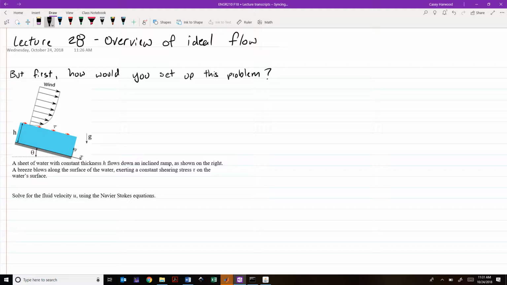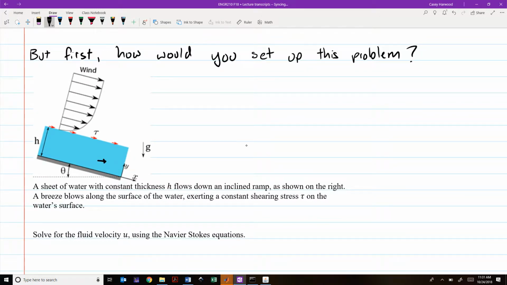and this is very similar to one of the example problems that I uploaded to Icon. The one difference being that we've also got a breeze that blows parallel to the surface of the water, and exerts a shearing stress on the surface of the water. So how would we go about solving for, in this case, the velocity of the fluid, if this is u? How would we solve for the distribution of velocities across the thickness of the water sheet?